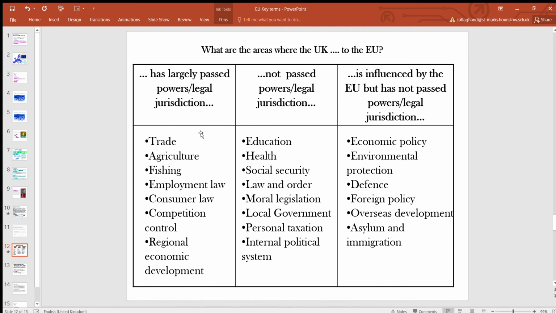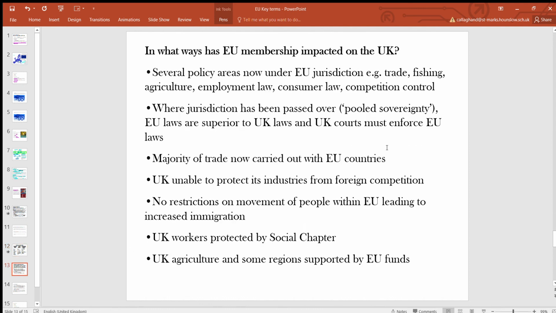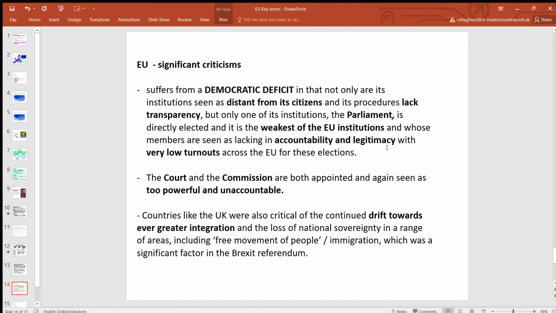The areas in which the UK had handed over, whatever you want to call it, jurisdiction, competence, sovereignty, and the areas it hadn't, and in what way membership impacted. And finally, the significant criticism of the EU. It's hard to get away from these despite the good things the EU has done. This idea that it suffers from a democratic deficit. Not only are its institutions distant from citizens, I mean, like we said before, can you name your MEPs? If you stopped 100 people in the street, nobody would tell you exactly how the EU actually works, because most people think the EU is Europe, but of course the EU is a political institution.